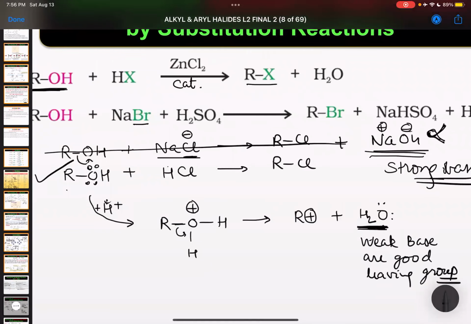Yes, sir. And if it can come out on its own, what is left behind? A carbocation, right? Yes, sir. Means this is which kind of mechanism? This is SN1.